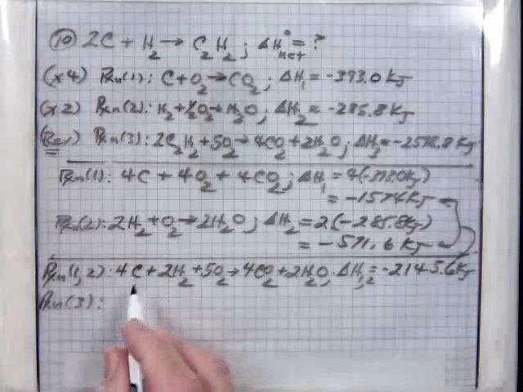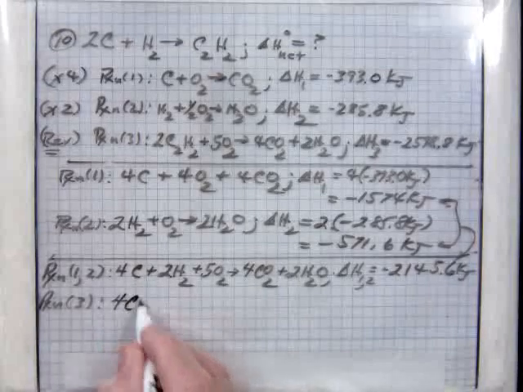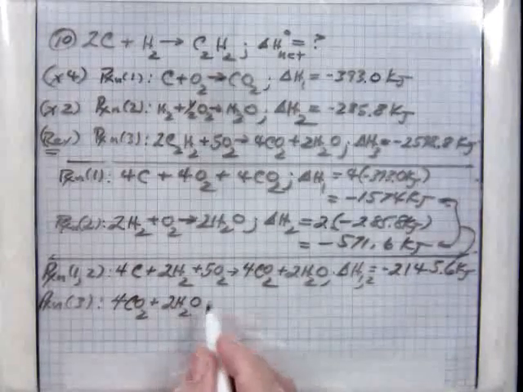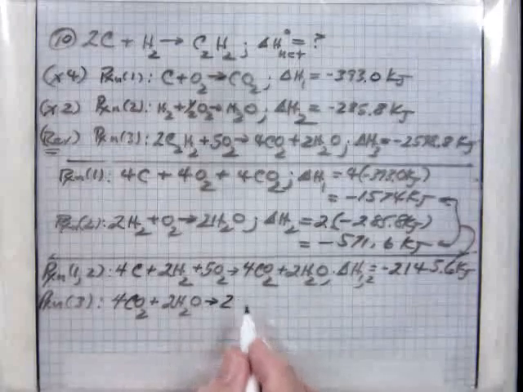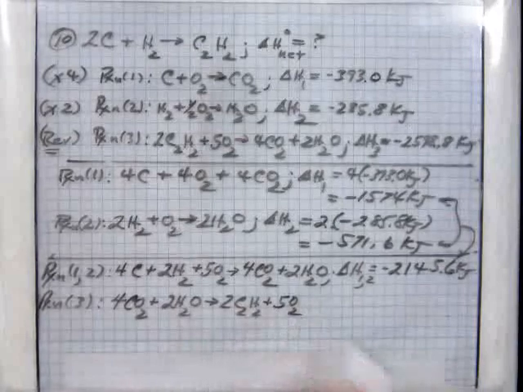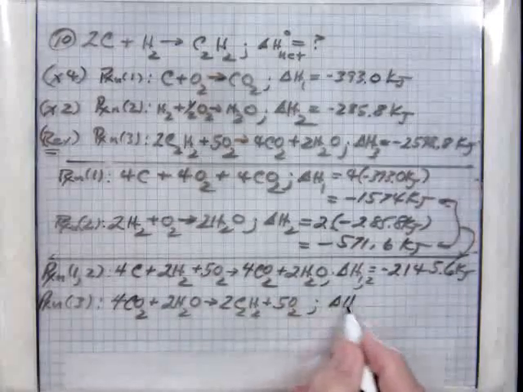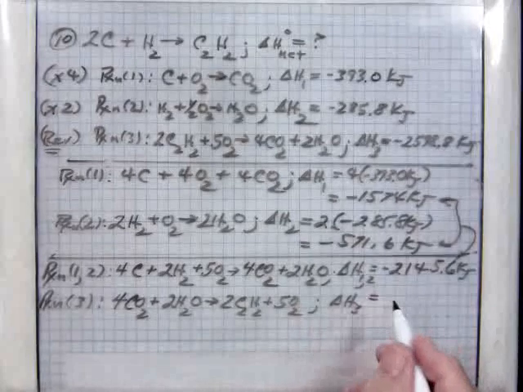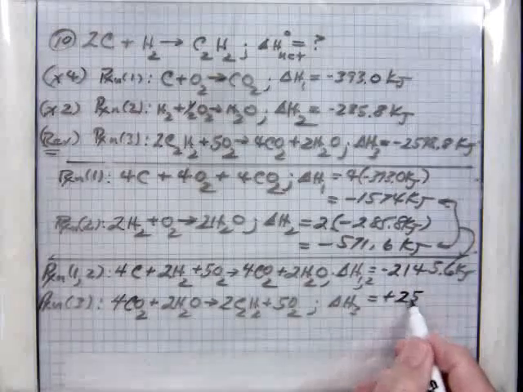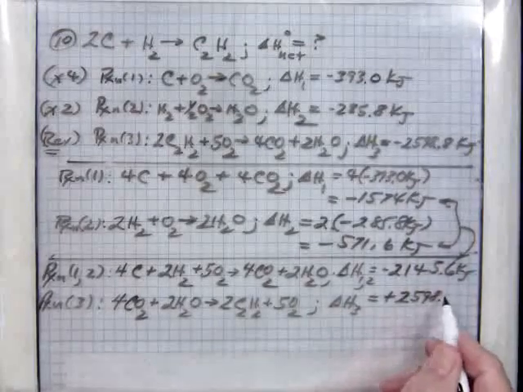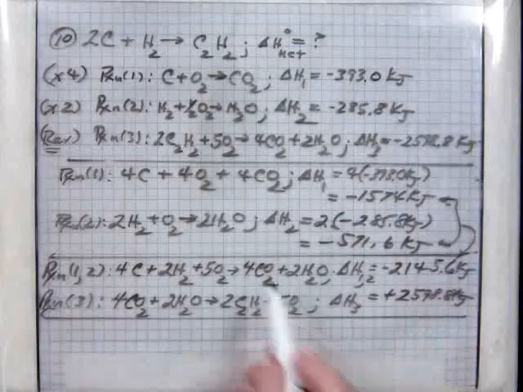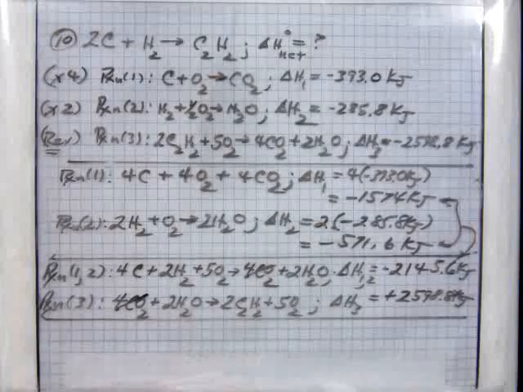Anyway, this one would be 4 CO2 plus 2 H2Os give you 2 C2H2 plus 5 O2s. And the delta H3, of course, is listed. You'd have to reverse or change the sign to 598.8 kilojoules. So we go through and start canceling terms.